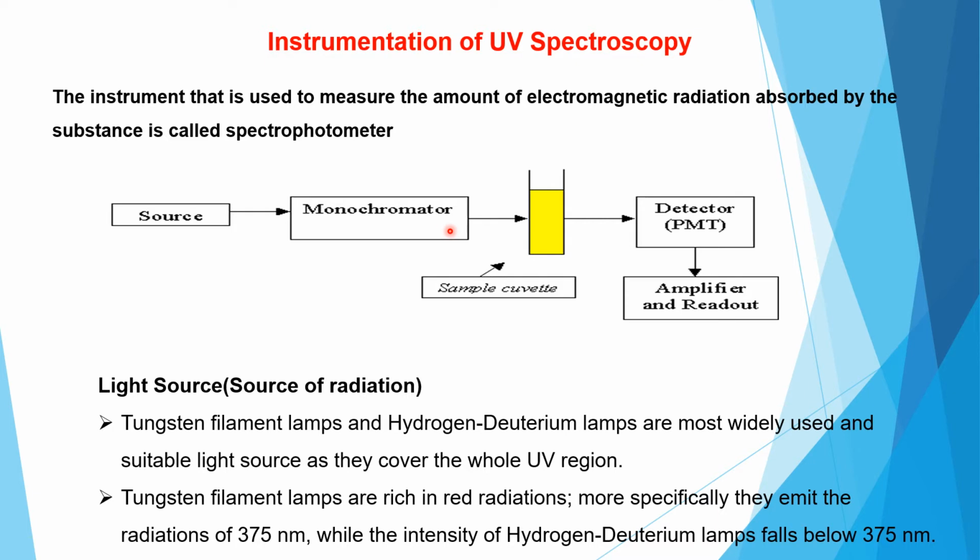The instrument which we generally use to measure the amount of electromagnetic radiations absorbed by a substance is called a spectrophotometer. Here we can see the block diagram of this UV visible spectrophotometer. Initially we have one light source which will generate the specific electromagnetic radiations from the UV and visible region.